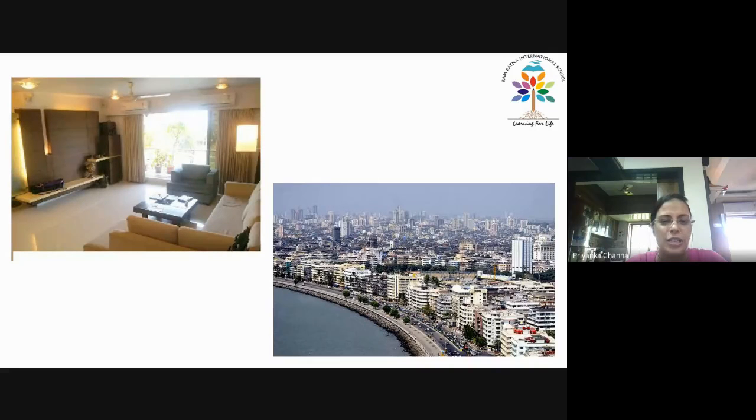So what do you see in these two pictures? If I ask you, what do you see? What do you observe from these two pictures?